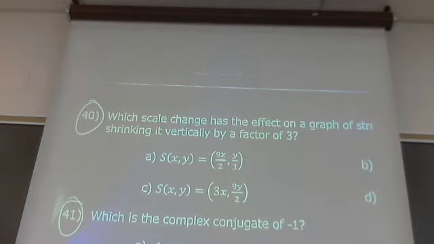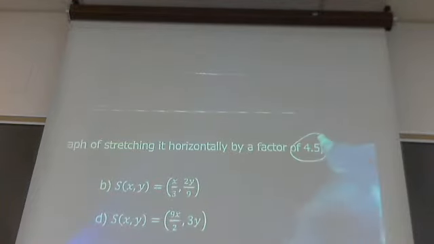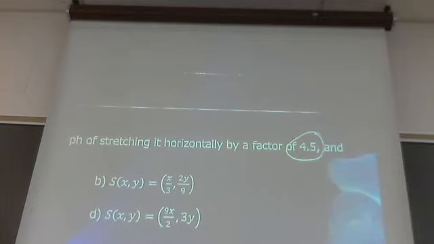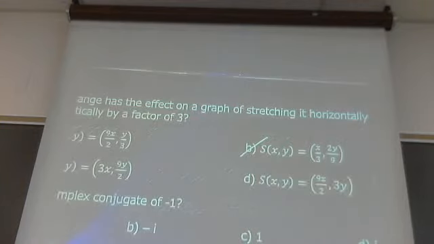Question 40. Scale change has the effect on the graph, stretching it horizontally by a factor of 4.5. What is that as a fraction? 4 over 5? 9 over 2. So we know that x gets multiplied by 9 over 2. That now eliminates how many choices? C and B are now eliminated because they are not multiplied by 9/2.